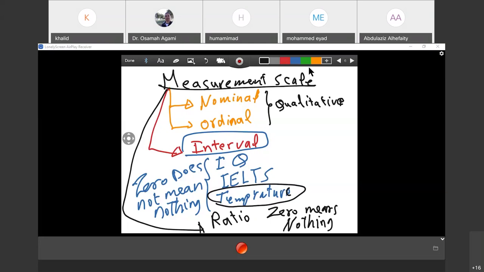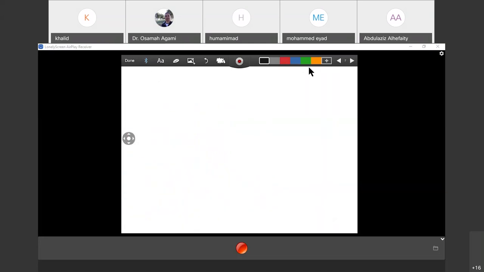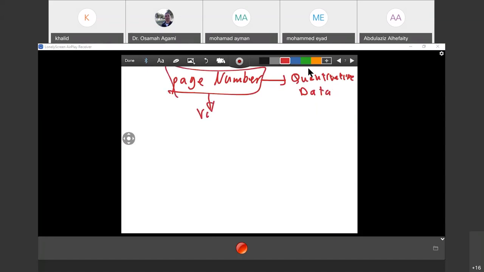Okay. Next, I will ask you a question and tell me what this variable is. If I'm asking you for the page number, what type of data is this one? Discrete. What is the data type, quantitative or qualitative? Quantitative. Excellent. Quantitative data. But this is a variable, right? I can call it what? As you said, discrete, right? So we finish this one, right?